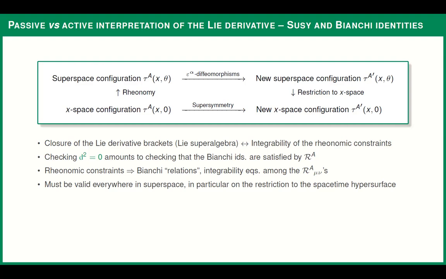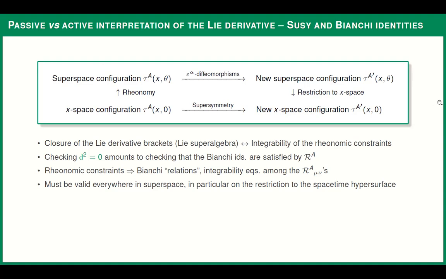In implementing this technique, it is precisely the way in which we see the explicit form of the rheonomic constraints. So the rheonomic constraints now come from Bianchi. There are no more Bianchi identities, let's say, but Bianchi relations. And they also express the integrability equations among the inner components of the supergroup. These constraints must be valid everywhere in superspace, and in particular on the restriction to the space-time hypersurface.